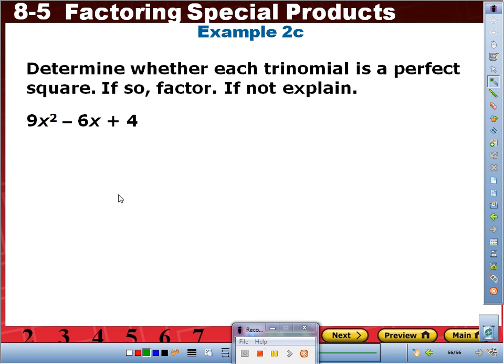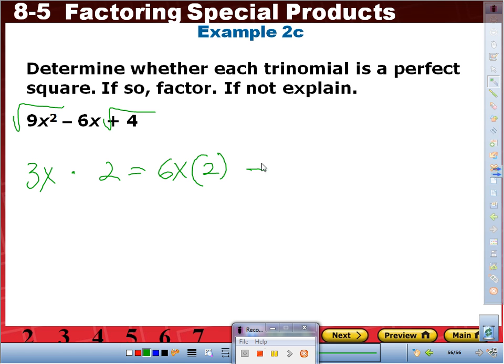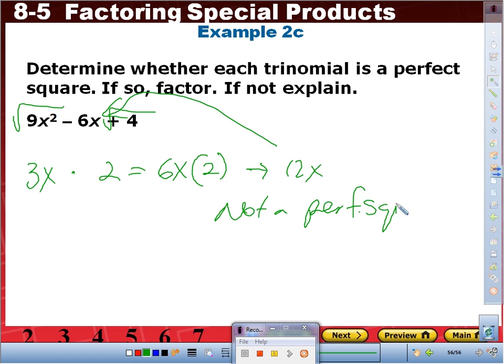Here we go. Square root of 9x squared, that's 3x. Square root of 4, that's 2. What is 3x times 2? 6x. But at the end, don't forget to double it, and that should give us 12x. Is that equal to this? No, and therefore it's not a perfect square. Square root the first and last, you find. And you know what to write after, right? Yep. Okay, let's go to the next one.